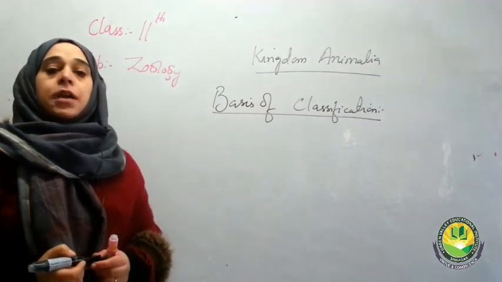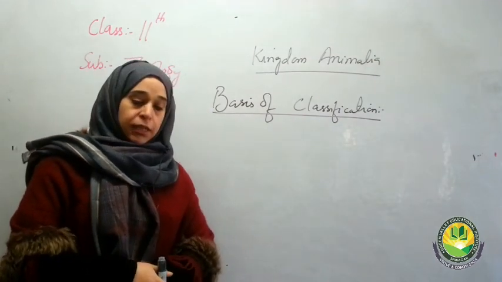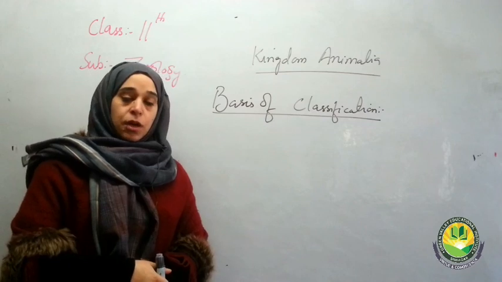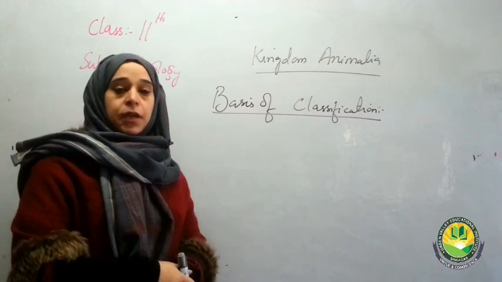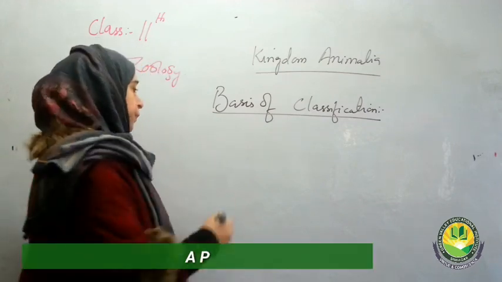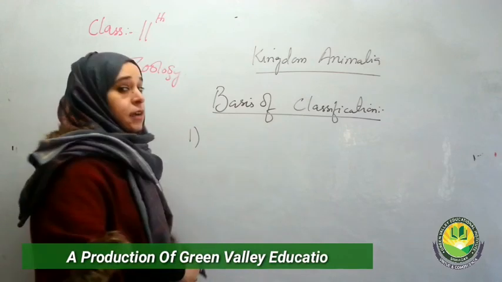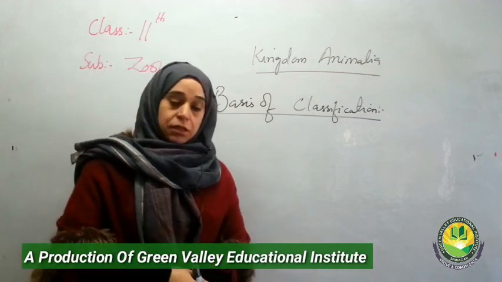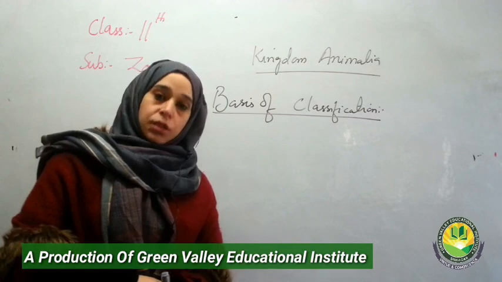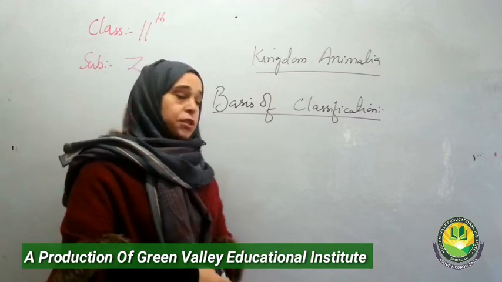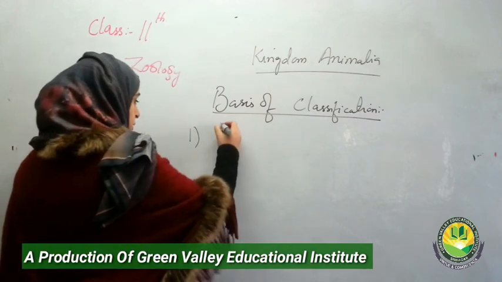Dear students, in our previous lecture we were discussing the various physiological systems on the basis of which different animals were categorized. We have already discussed the digestive system, the respiratory system, and the circulatory system. Today the system we are discussing is the excretory system.